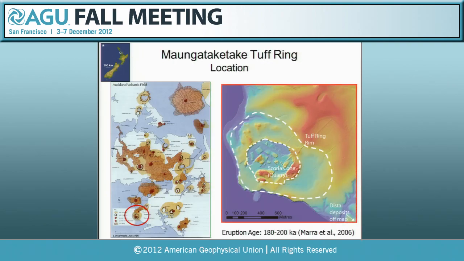So this study location is the Maungatake-Taki Tuff Ring, which is a fun word. It's located in the south part of the volcanic field. Because of the dense population, very few of these volcanic centers are well exposed, but this one has very good exposures along the coast. This is a digital elevation model. This feature up here is probably part of an older edifice, but the tuff ring we're dealing with has a rim here. The eruption began with a violent phreatomagmatic phase that produced base surge deposits, which are well exposed around the tuff ring. It finished with a magmatic phase, which produced a scoria cone in the center, which is actively being quarried, which is why it looks strange in the DEM.